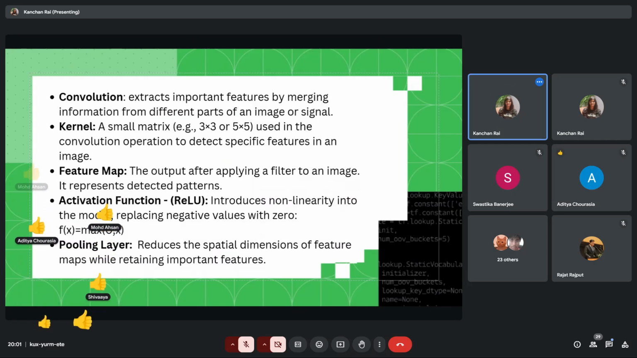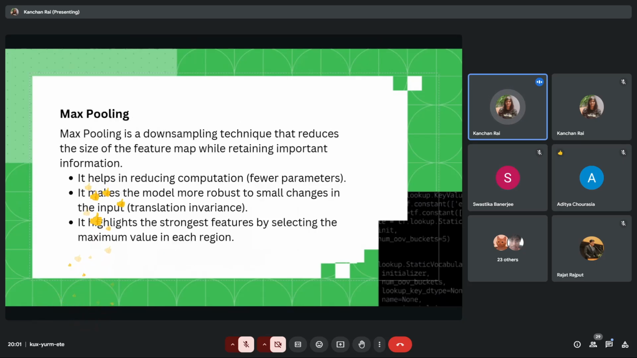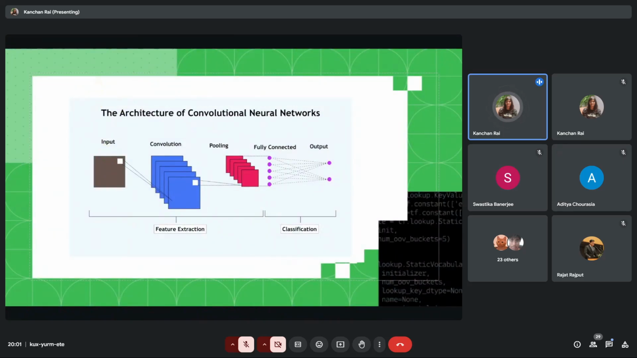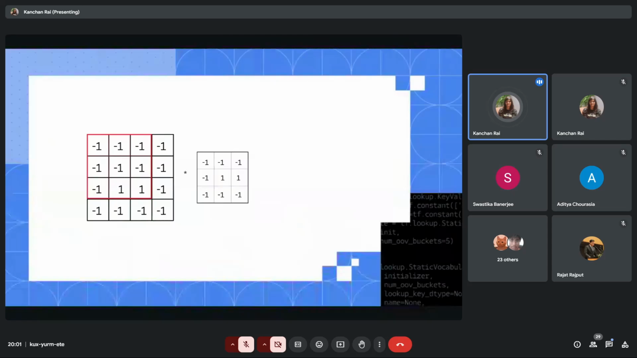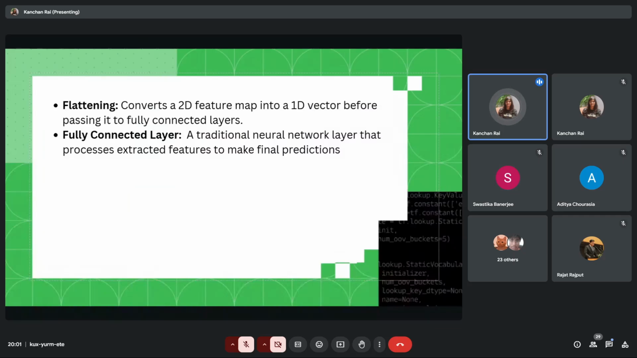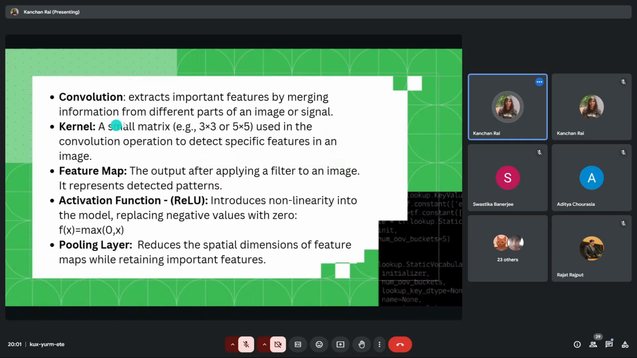Okay. ठीक है, अब हमने यहाँ तक बेसिक समझ लिया कि हमारे न्यूरल नेटवर्क्स, कॉन्वोल्यूशनल न्यूरल नेटवर्क्स काम कैसे करते हैं। अब ये जो इंपॉर्टेंट टर्म्स हैं, I am going to reiterate them, ठीक है, स्टार्टिंग से। अगर आपने मिस करा हो या आपको कोई डाउट हो, you can just stop me, I will explain, ठीक है। The first term that you guys need to know is convolution. Convolution extracts important features by merging information from different parts of an image or signal.